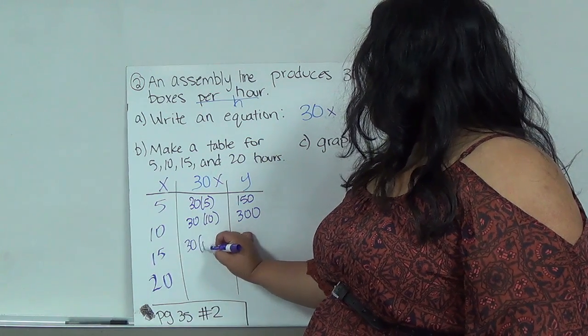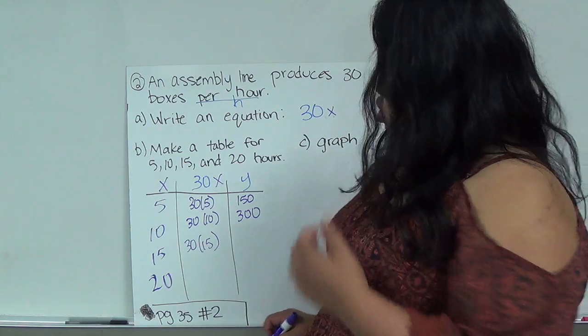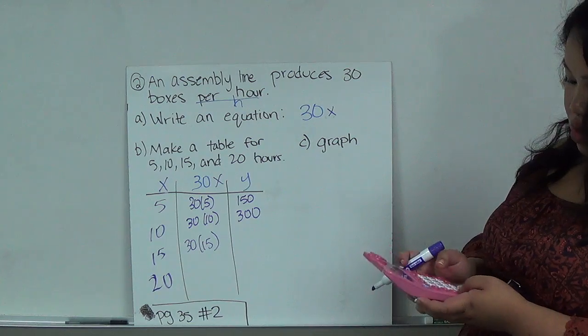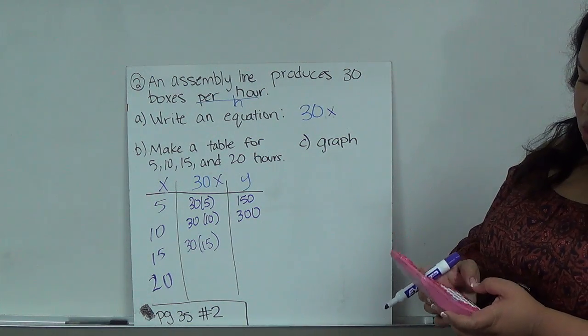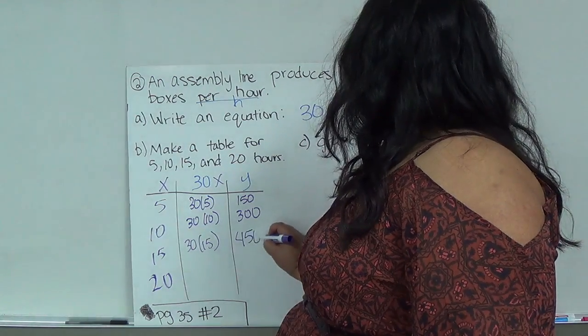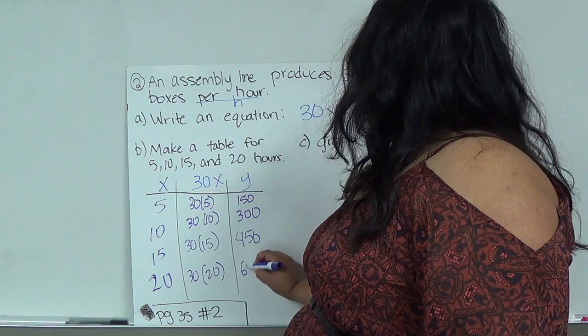30 times 15 is 450 boxes. And this is 30 times 20, which is 600 boxes.